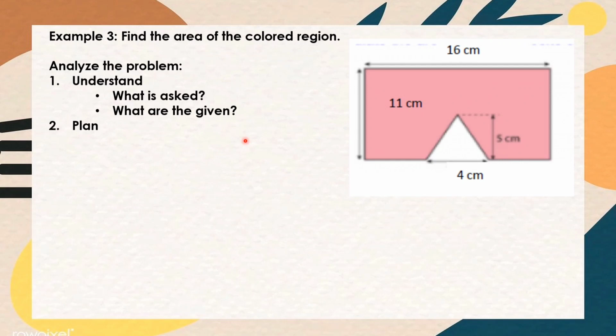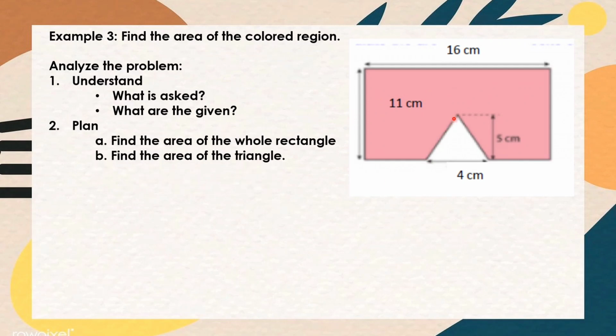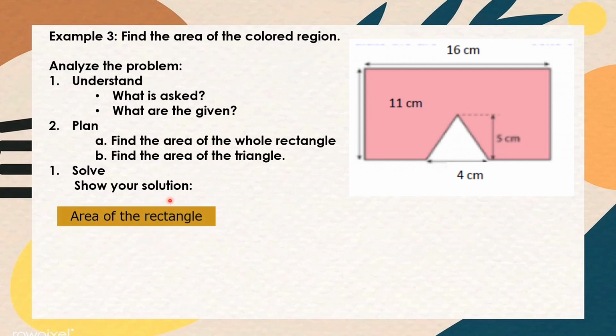Okay, let's have number 2, or second step, that is plan. We have to find the area of the whole rectangle. Okay, so that is our plan. Another one is we're going to find the area of the triangle. Let's have third step, which is to solve. We're going to show our solution. First, let us have the area of the rectangle. The formula is length times width. The length is 16 and the width is 11.